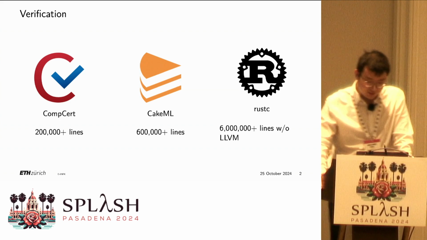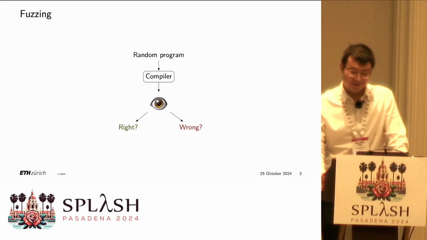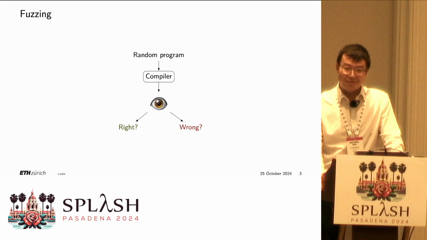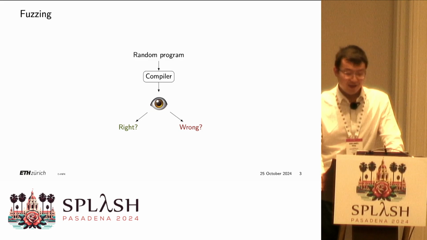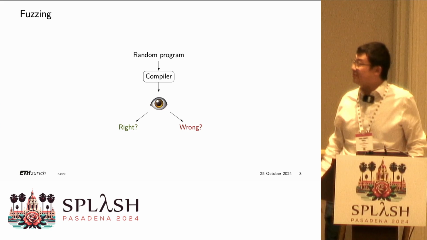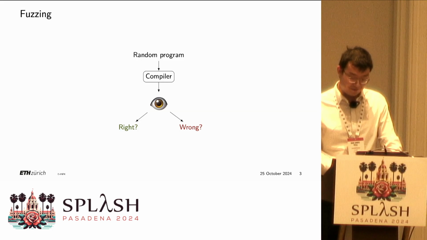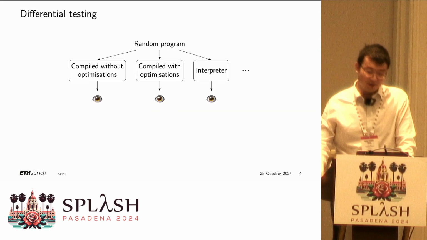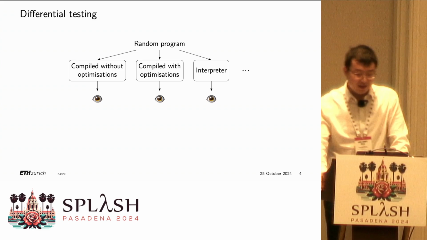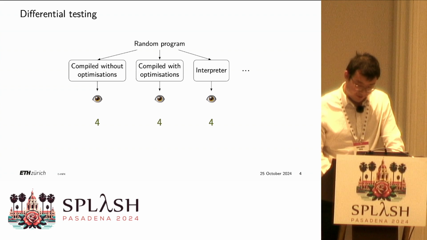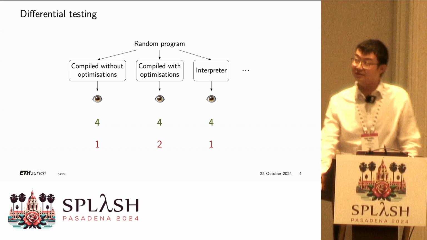Another approach, which I'm sure you have seen many times today, is fuzzing, also known as randomized testing. Here, we generate a random program, compile it, and see if it runs correctly. And of course, for a completely random program, we don't know what's the right behavior and what's the wrong behavior. So we augment this idea with differential testing, where we compile the same random program using different compilers or different compiler settings and compare the results. We expect them to be the same, but if they're different, then at least one of these compilers has a bug.